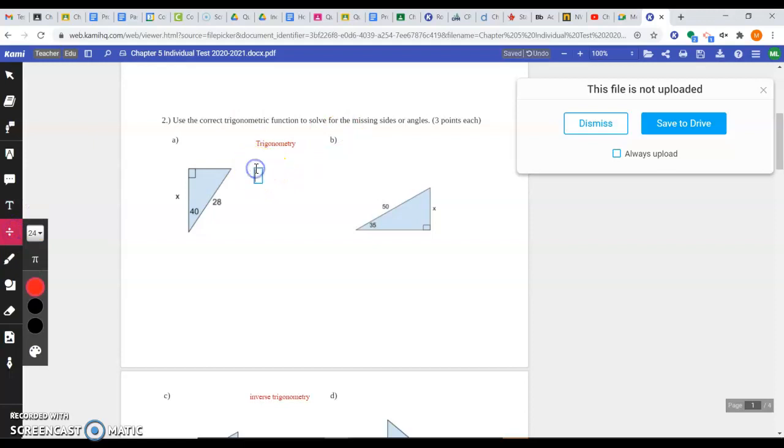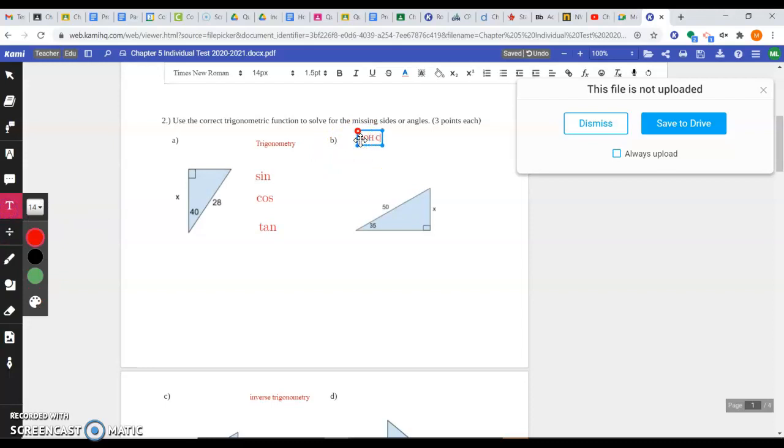Our three trigonometric functions we learned in chapter 5 were sine, cosine, and tangent. And the big thing to remember is SOHCAHTOA, because that tells me when to use which one. If I see a triangle that has the opposite side and the hypotenuse, I need to use sine. If I see the adjacent side and the hypotenuse, I need to use cosine. If I see the opposite side and the adjacent side, I need to use tangent.